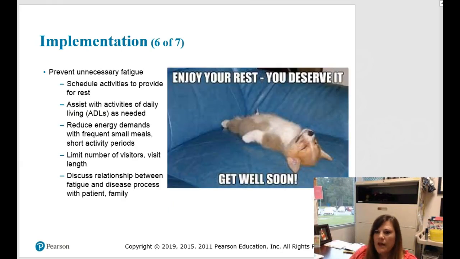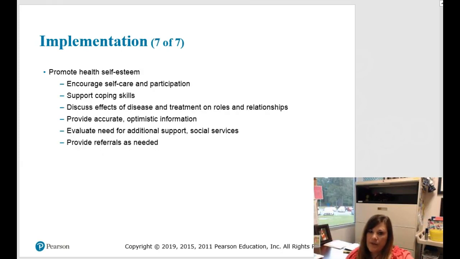Okay. They need to rest, so we want to prevent any unnecessary fatigue, schedule activities to provide for rest, help them with ADLs if needed, reduce the energy demands, and limit visitors, and just talk about the disease process when there is fatigue. And healthy self-esteem.